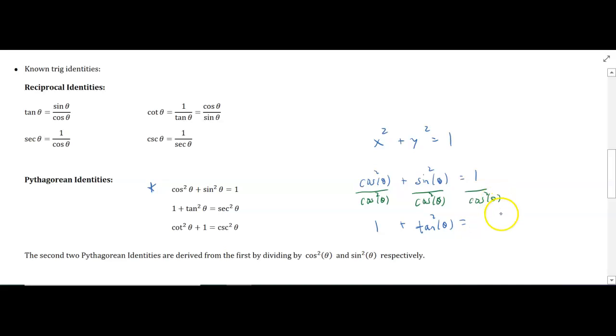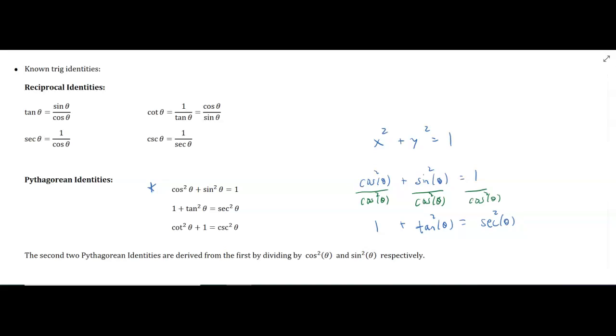And likewise here, we can think about 1 as 1 squared, so this would really be the same as 1 over cosine to the second power, which would be the same as secant of theta to the second power. So there, that derives the second identity listed here.